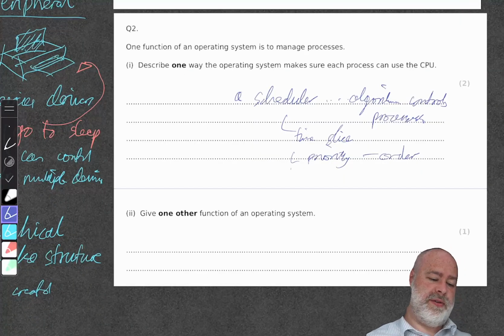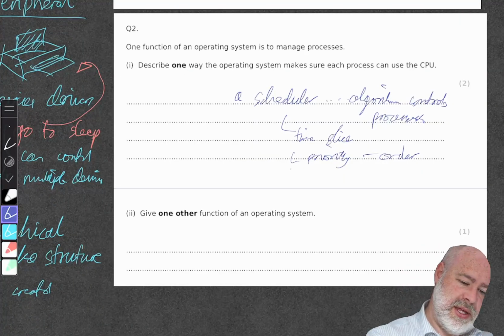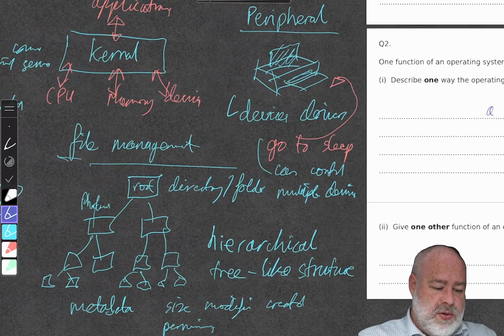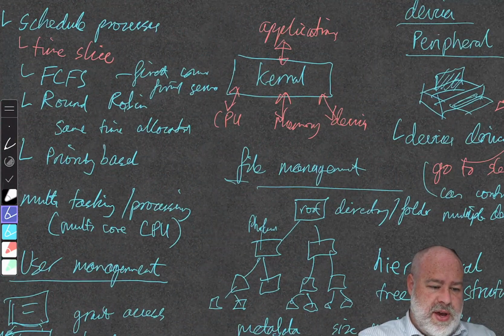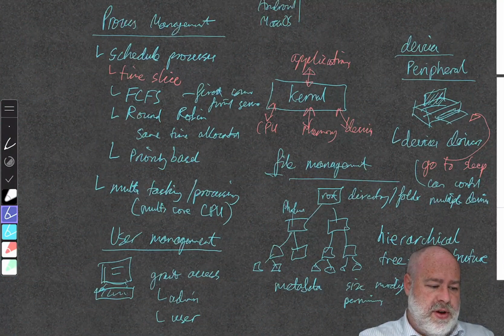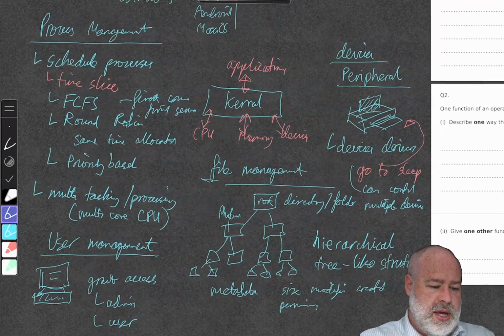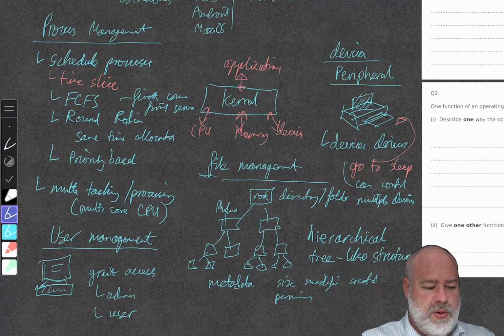And give one other function of an operating system. This is easy. Any of the ones we just talked about: file management, user interface, peripheral management. Those are the key ones there to use. So again, lots to unpick there.